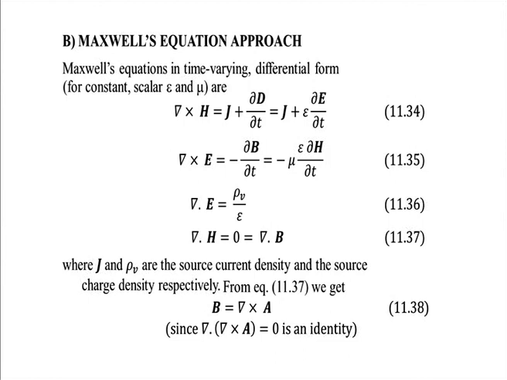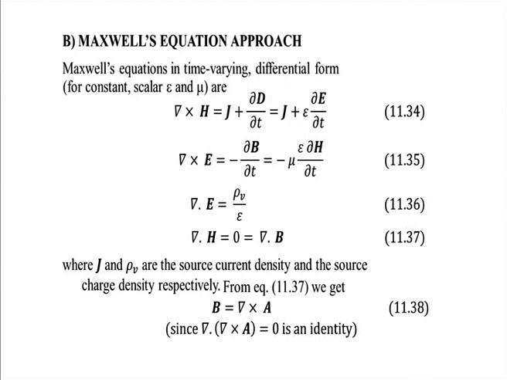We shall now take the Maxwell's equation approach for determining the field. Now, the Maxwell's equations in time varying differential form, keeping in mind a scalar and constant permittivity and permeability, are given by equation 11.34, that is curl of H is equal to J plus del D by del t, curl of E is equal to minus del B by del t given in equation 11.35, del dot D is equal to rho V or del dot E is equal to rho V by epsilon, and del dot B is equal to 0 or del dot H is equal to 0.